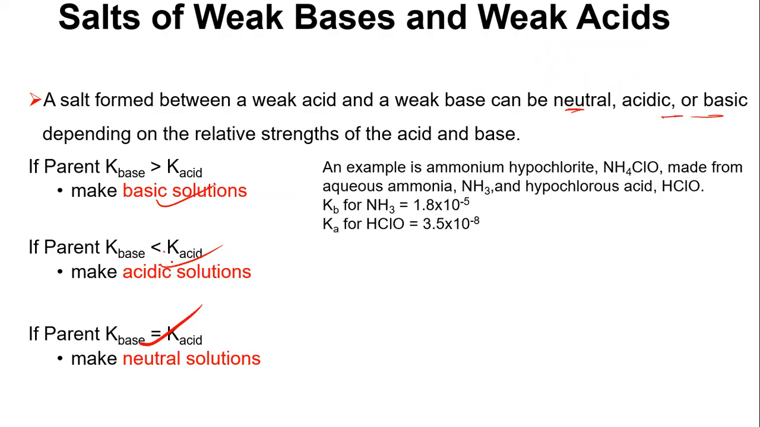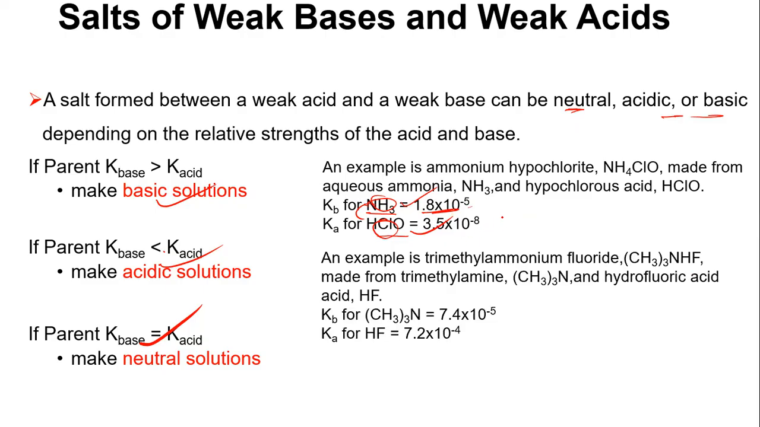Good. So we have given an example here. Now, HClO and NH3. Both of these are weak compounds. So this is a weak base and this is a weak acid. Now, when they combine, we can only tell whether the salt is acidic, basic, or neutral, depending on the Ka of the acid and the Kb of the base. If we compare these two numbers, you realize that the Kb is bigger. Because the Kb is bigger, the resulting salt formed is a basic salt.